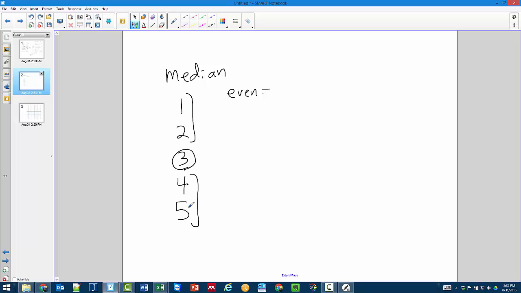But here we have it with 5 numbers. Really cool trick that they point out in the book is that you can always find the median by finding how many numbers, adding 1, and then dividing by 2. And that's going to tell you which item is the median. It's not going to tell you the value, it's just going to tell you which item.